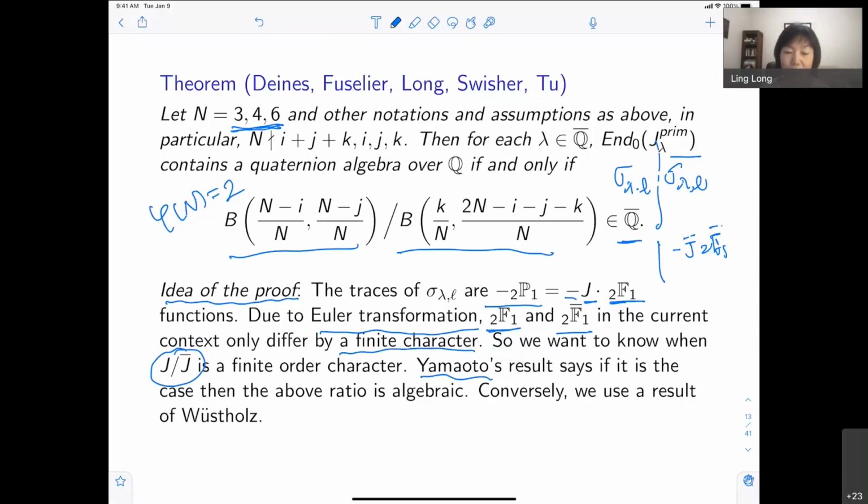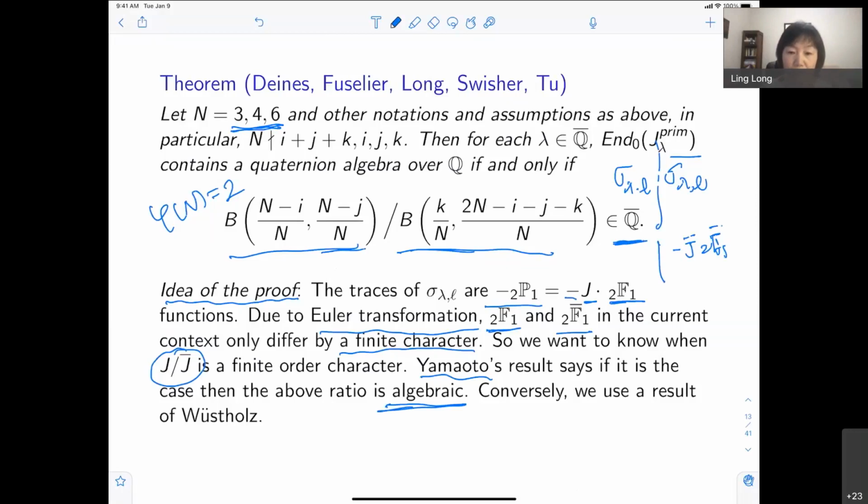Among a class of Gauss sums, there are only two relations, the reflection formula and the multiplication formula. So if I can make it into a finite order character, that means these two, up to reflection and multiplication, are the same. So they're the same up to algebraic multiples. That's why the ratio will necessarily be algebraic.